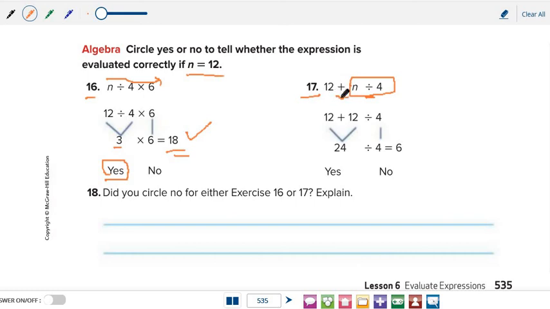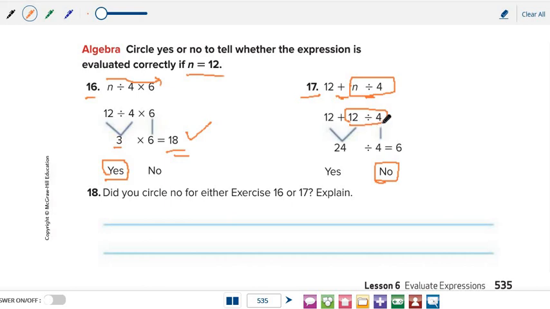So 12 is the same, plus 12, which replaced n with its value, divided by 4. Now we need to start with this operation, 12 divided by 4. But look what they did: 12 plus 12. This is wrong. We cannot do that. So this expression is evaluated incorrectly. So no. Let's try to evaluate it correctly.